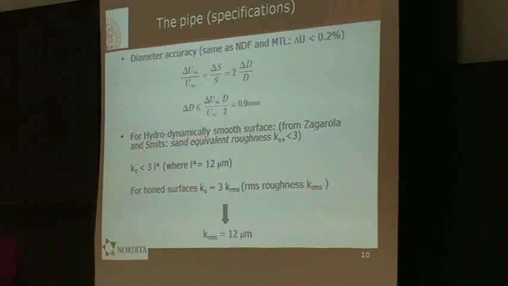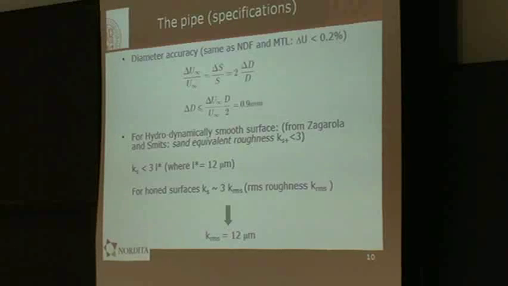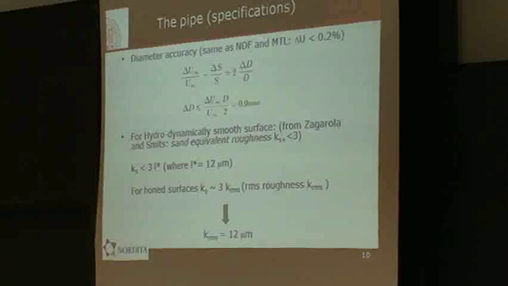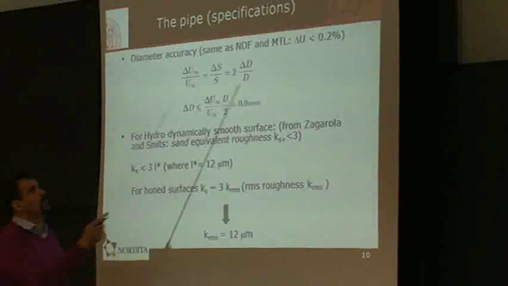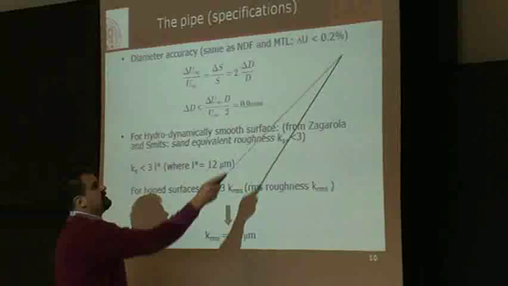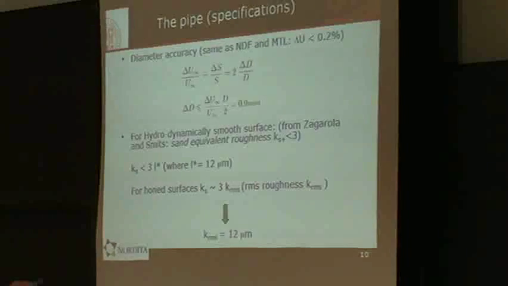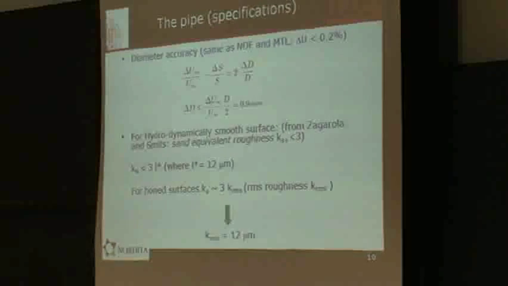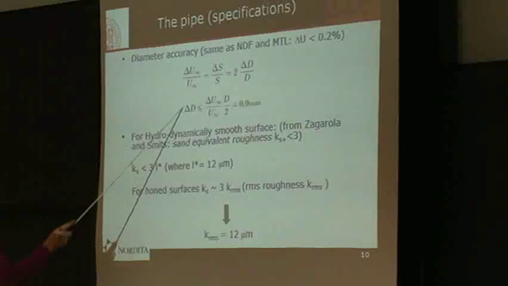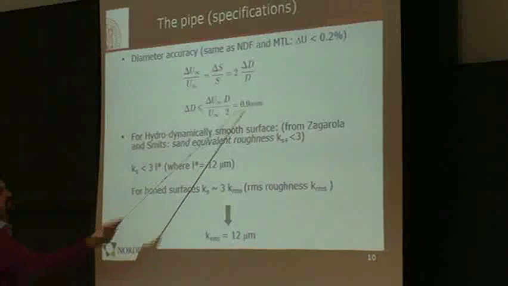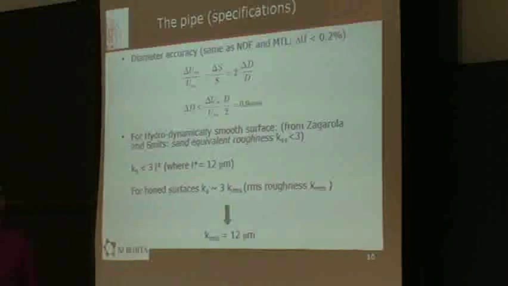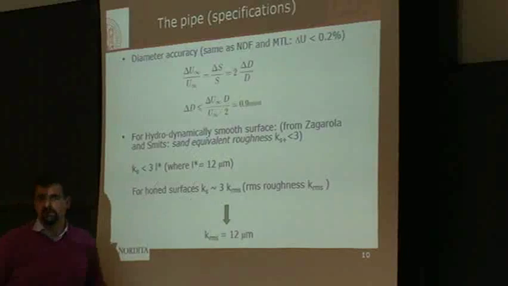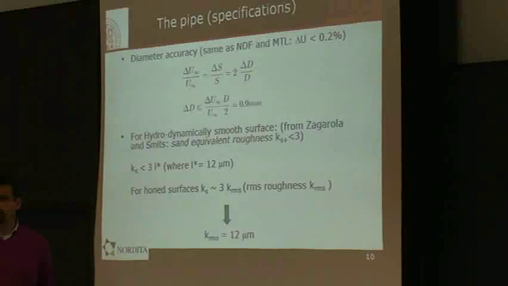When it comes to the accuracy of this pipe, if we take data from the NDF and MTL, where we want to limit the variation in velocity to 0.2%, and we apply the same to the pipe, we end up with a maximum diameter variation of less than 1 millimeter. Remember, the diameter is 90 centimeters. So a variation of 0.1% in diameter.